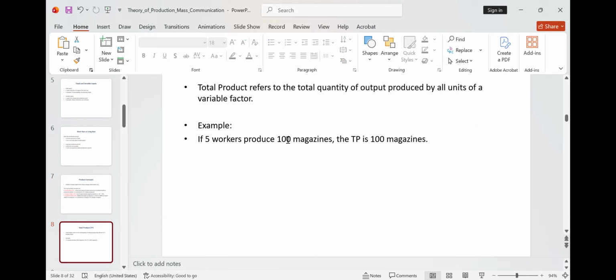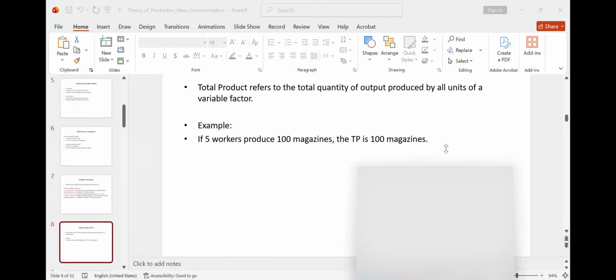So let me ask you now, I want somebody to unmute among the participants. Let me call Richie. Richie, can you unmute yourself? So you're unmuted already. So Richie, yeah. So if 5 workers produce 100 magazines, the total product of those workers is 100 magazines. Do you agree? Hello, Richie, can you unmute yourself? Do you agree?